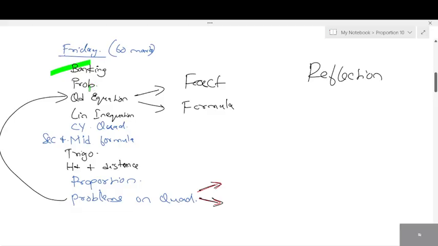Banking, probability, quadratic, linear, trigonometry, height and distance, proportion. See, cyclic quadrilateral, midpoint. Just half and half, students. Only the basics, whatever we have covered. Midpoint also same. Only the basic concept I'll give.